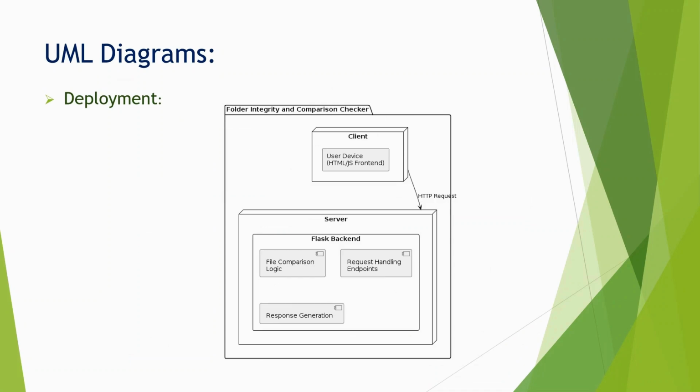Deployment diagram: a behavioral diagram used in the UML to illustrate the dynamic characteristics, a complex version of the flowchart that depicts the flow of events or information from one activity to another. Example: folder integrity and comparison checker, where the client user is using an HTML or JavaScript frontend and sends the request to the server. It has a Python module like Flask in the backend. It has modules like file comparison logic, request handling endpoints, and response generation.